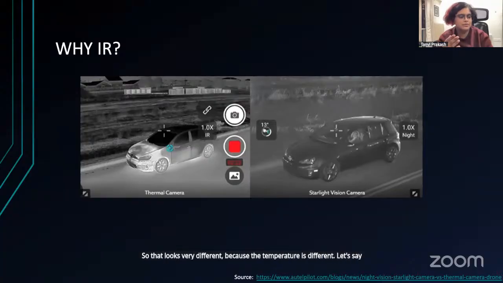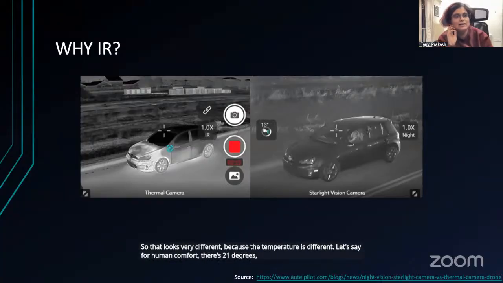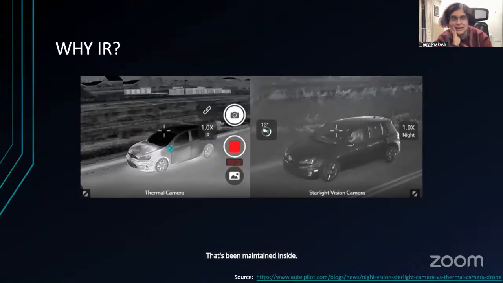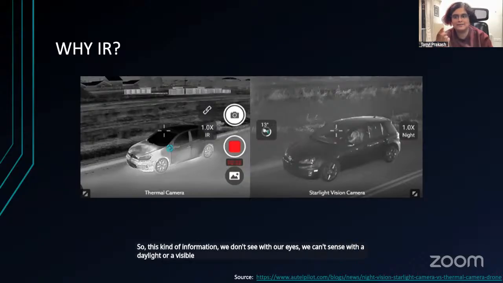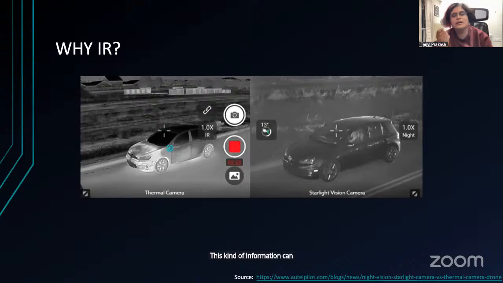Let's say for human comfort, 21 degrees is maintained inside. And the engine is really hot. It's running hot at like, I don't know, 80, 90 degrees. So this kind of information, we don't see with our eyes. We can't sense with a daylight or a visible spectrum camera. This kind of information can only come from an infrared camera.